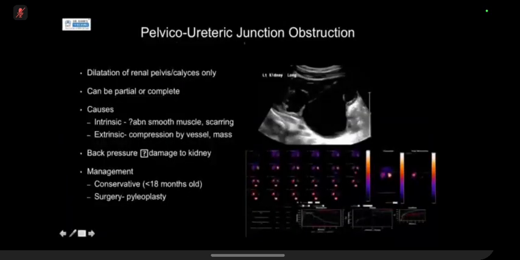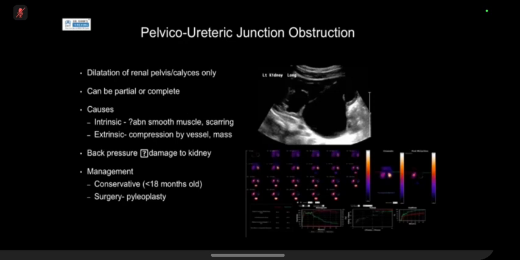So pelvico-ureteric junction obstruction, PUJO, is due to dilatation of the renal pelvis and the calyces only. So you don't see any ureteric dilatation proximally or distally. And it can be a partial obstruction, so incomplete, or it can be a complete obstruction. And there are lots of different causes.